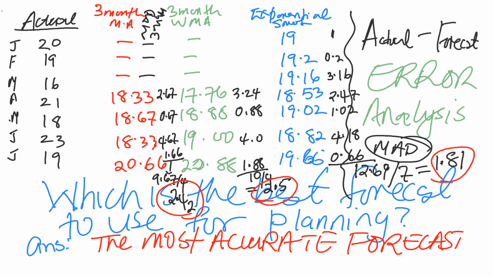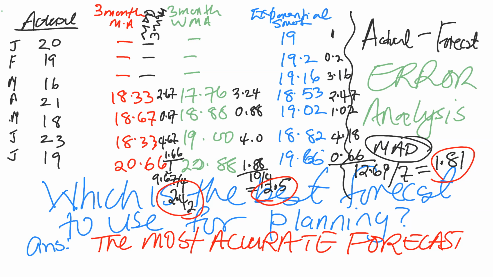So remember, we said, which is the best forecast to use for planning? We said the most accurate forecast, of course. How do we find the most accurate forecast? We must do an error analysis. How do we do the error analysis? Well, we must know what an error is first.